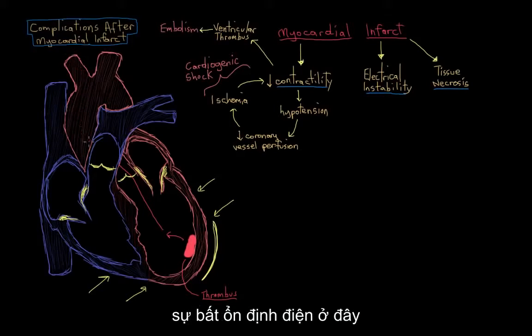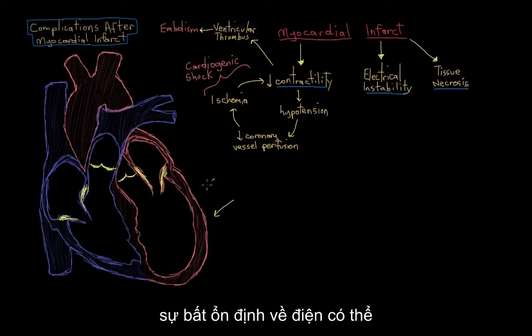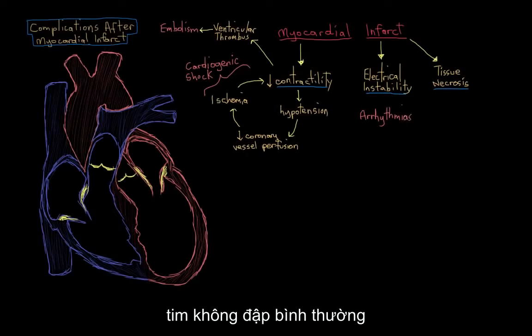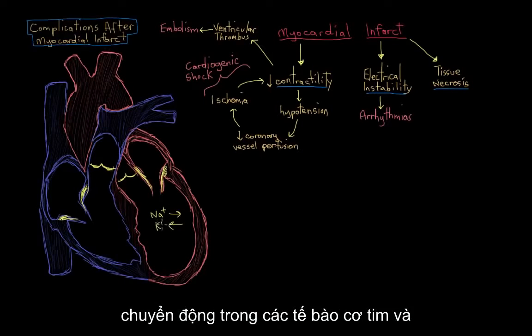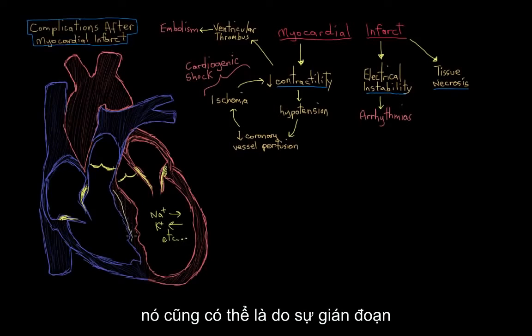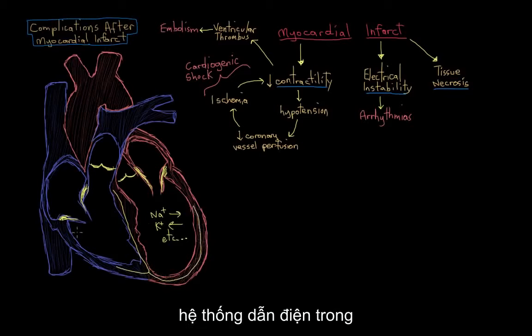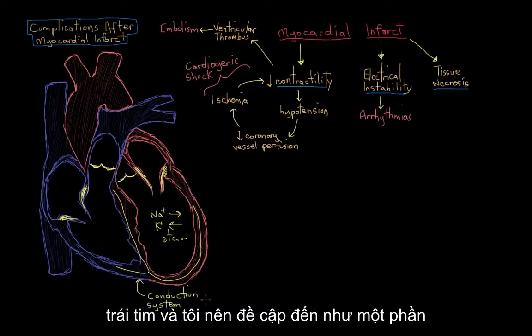All right, what about this electrical instability over here? Well, the electrical instability can cause arrhythmias, which is when your heart doesn't beat with a normal, regular rhythm like it's supposed to. And again, that's due to a combination of things. That's due to disorganized ion movement within the cardiomyocytes, and it could also be due to a disrupted electrical conduction system within the heart.